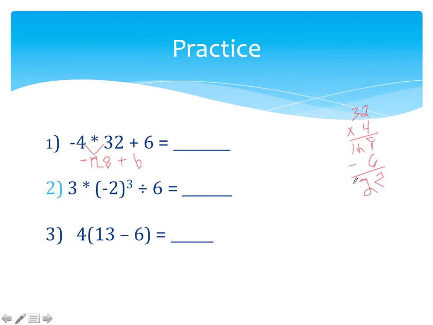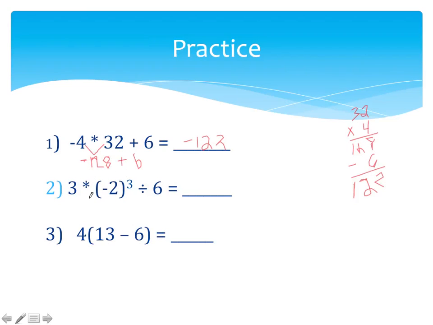And 1 minus 0 is 1. So I have 122 as my number answer. And now I just need to go back and make sure that I have the right sign. All right, since -128 was larger and it was negative, my answer is negative. Okay, let's go on to the next question.